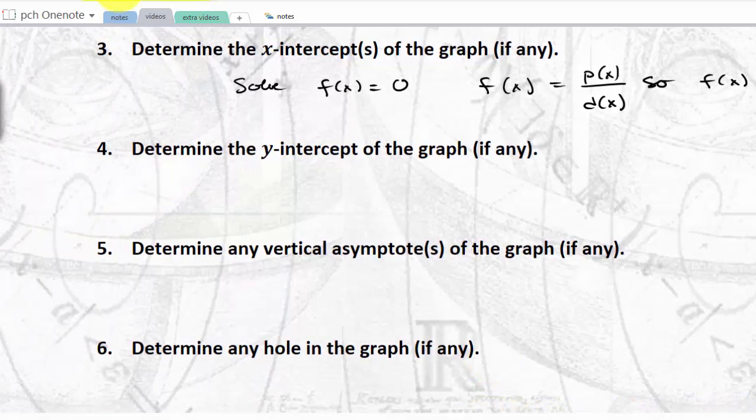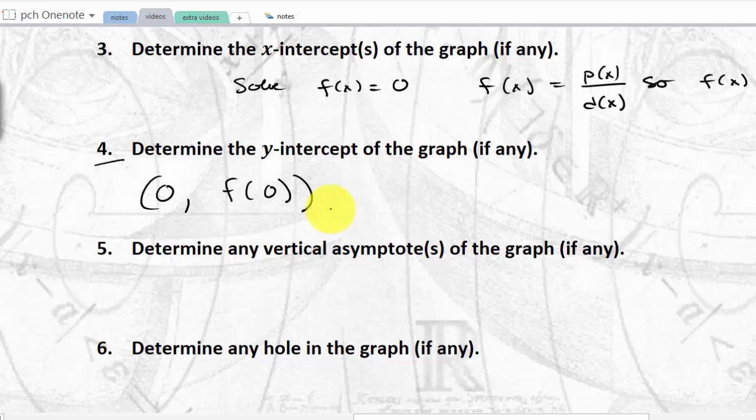Number 4, the y-intercept. Well, that's super easy. You plug 0 in for x, that's it. That's going to be your y-intercept. Of course, the y-intercept should be written as a point.